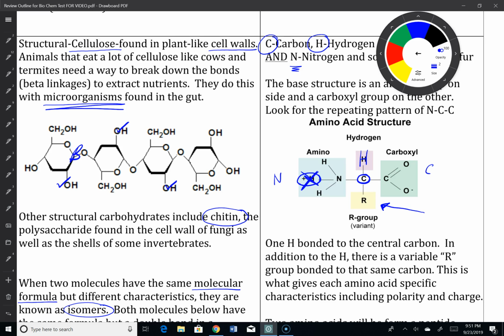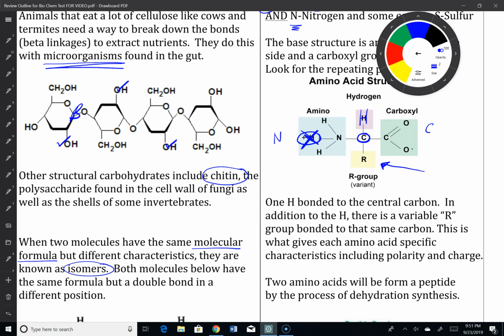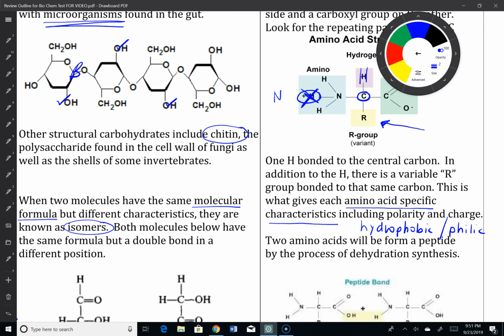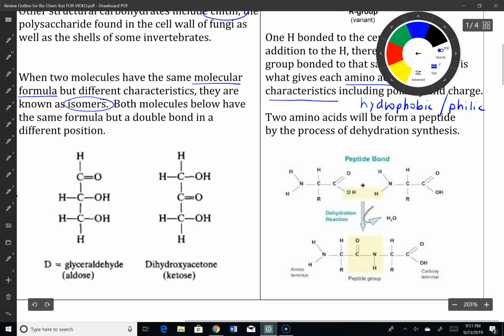The H, or the hydrogen, is always bonded to the central carbon, and the R group will come off of that central carbon as well. This is what will give each of the 20 amino acids a very specific characteristic, and that could include polarity, that could be hydrophobic, or hydrophilic, and each of those characteristics for those R groups will determine how and where the protein folds and if it will function.